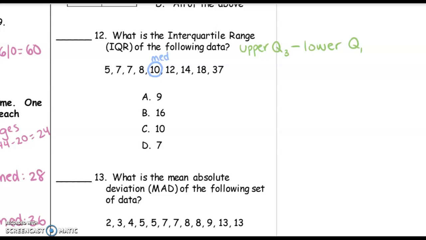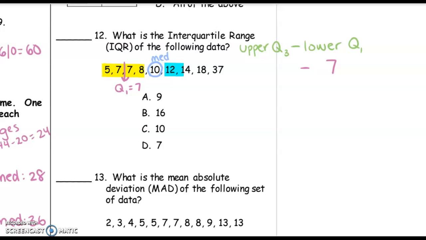And then I have to find the lower quartile. So I look at the left-hand side here. So I'll highlight it and I'm finding the median of the left-hand side. Well, that's between 7 and 7, which is 7. Okay, so that's my lower quartile. So that's one of the numbers I'm subtracting.